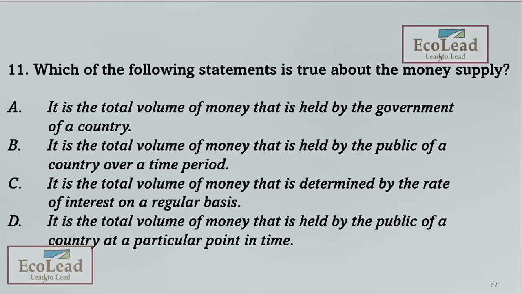Let us look at option D. It is the total volume of money that is held by the public of a country at a particular point of time. So how much money the public is holding? Total volume of money. This is option D. Now here I will pause for a few seconds, and as I have given the clue, you need to think about option A and option D and find out the right answer.